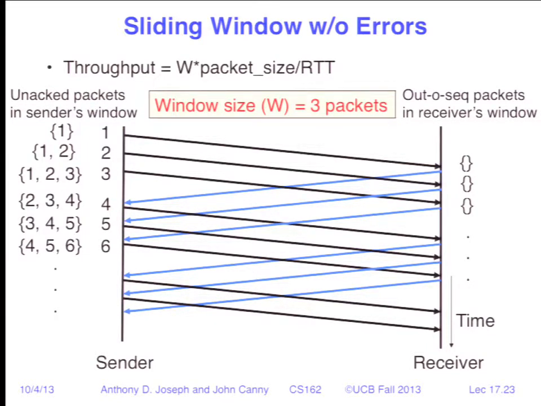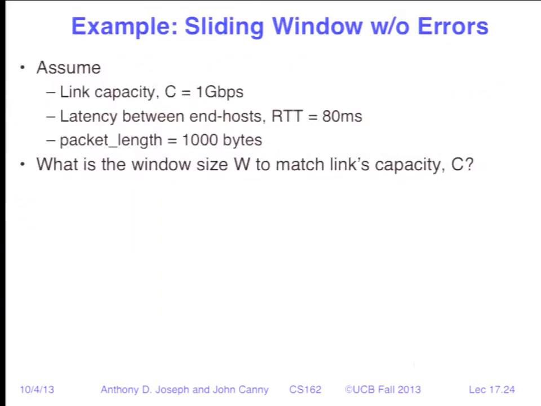So the question is, if W was really, really large, could we get back acknowledgments before we had actually exhausted our window at the sender? Yes. So now, there's the question of how do we actually set W? Ideally, if we have a high-speed link, we want to match W to be appropriate for both that link and the round-trip time.